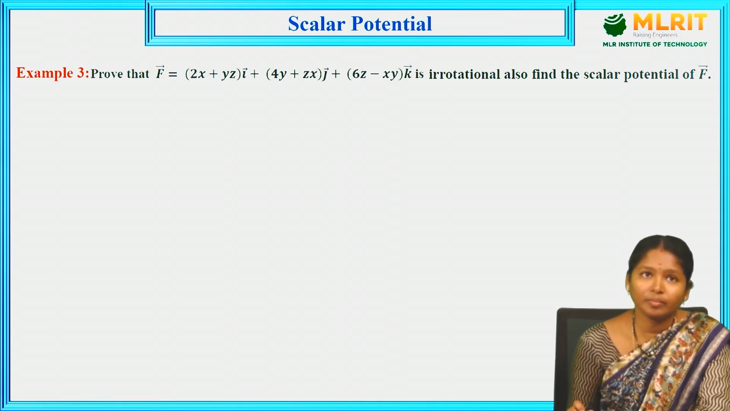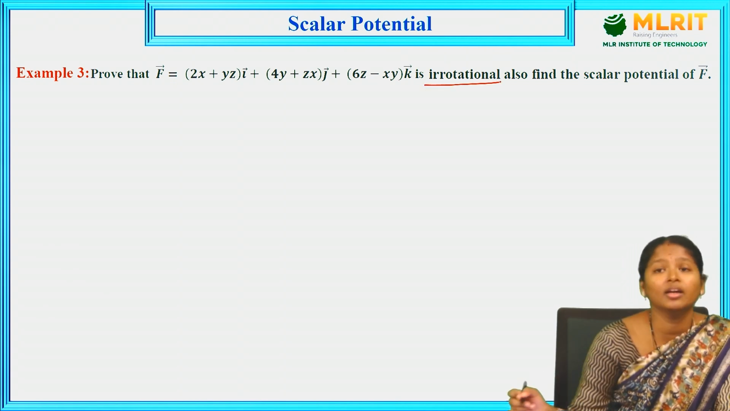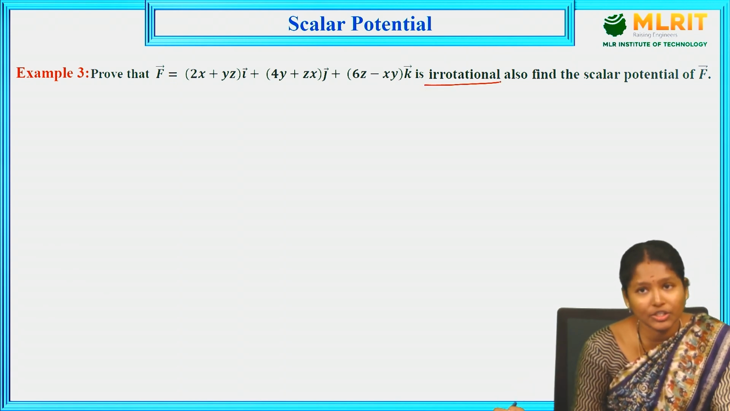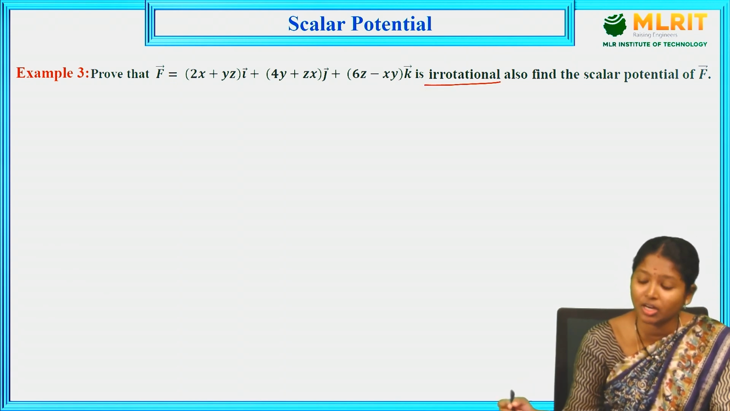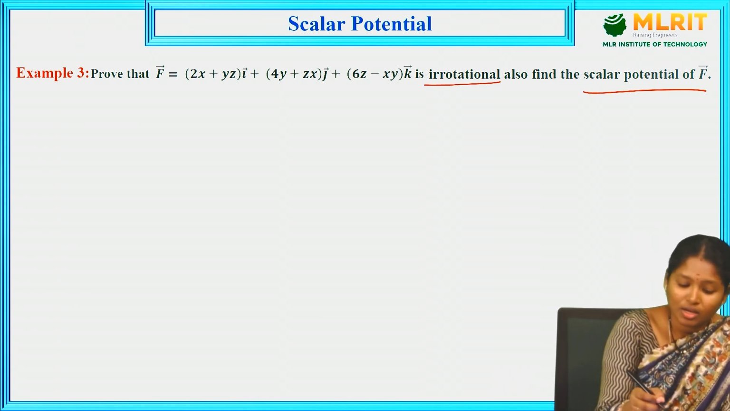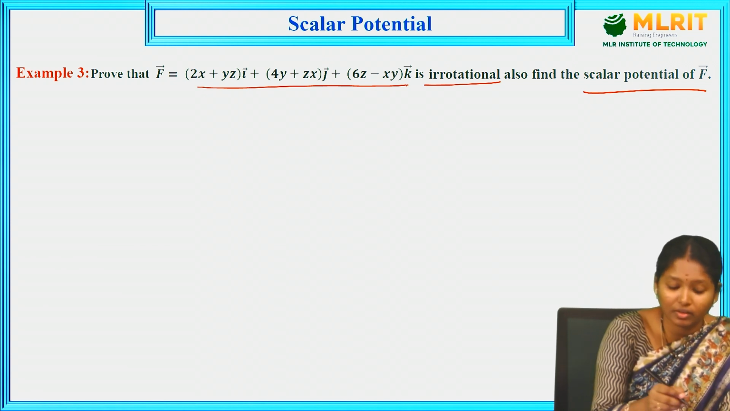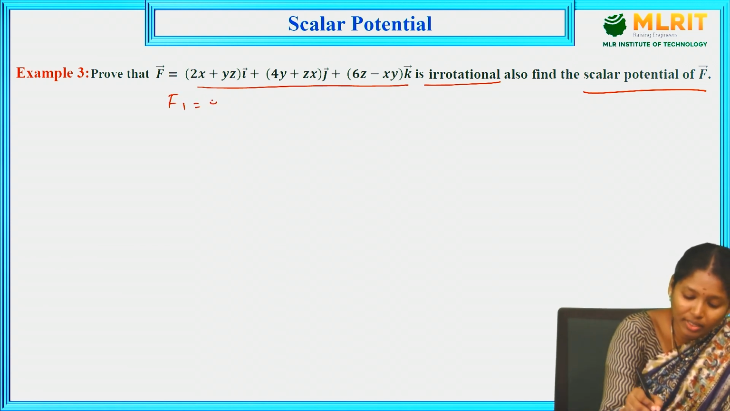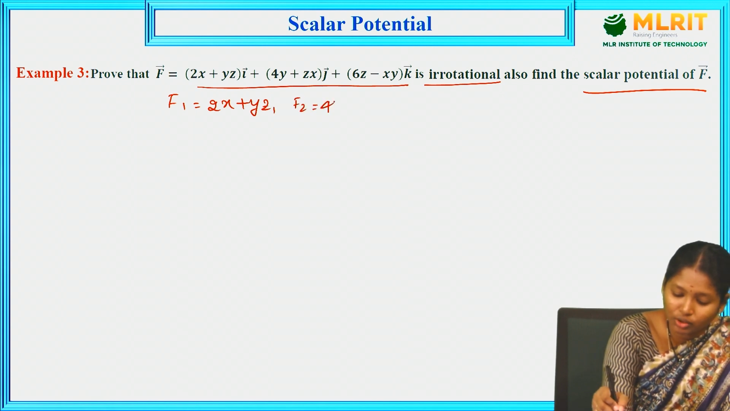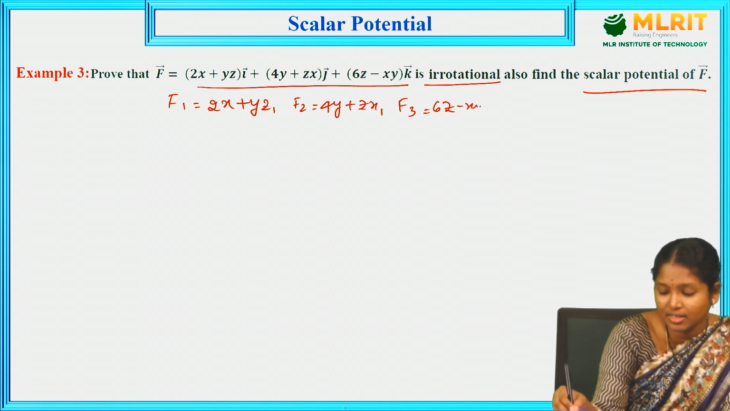In the next sum, you have to find two things. First, we have to find whether the given vector is irrotational or not. If it is irrotational, we have to find the scalar potential. So here, this is the function, right? Using the vector, we will write f1 equal to 2xyz, f2 equal to 4y plus zx, f3 equal to 6z minus xy.